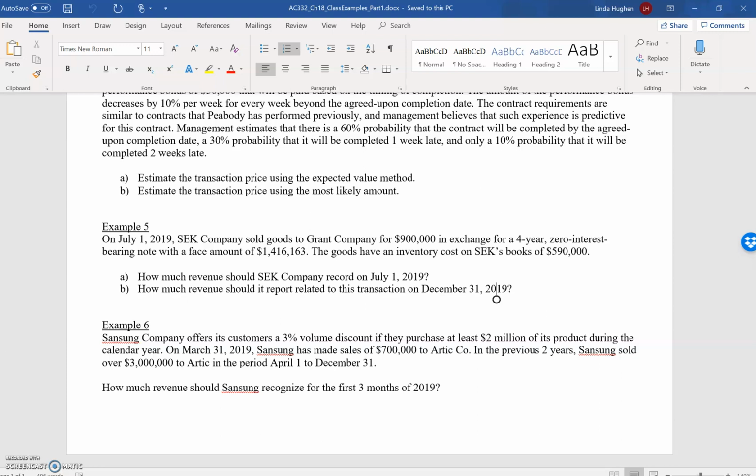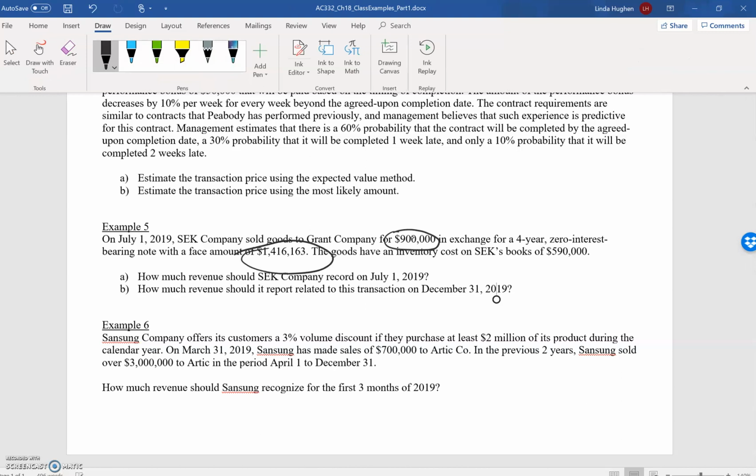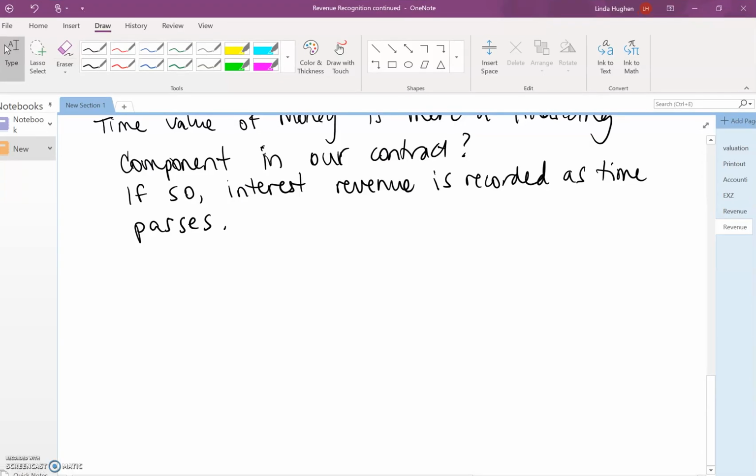So the sales price is $900,000, but we know that the note is $1.416 million, and that includes the fact that the customer, Grant Company, is able to pay over 4 years. So the difference between what they're selling the goods for and the amount of the interest-bearing note is due to interest. That interest can't be recorded, so revenue will not be the 1.416 million on July 1st. The sales revenue is going to be equal to the 900,000. So you're probably thinking right now, well, how are we going to record that 1.416?